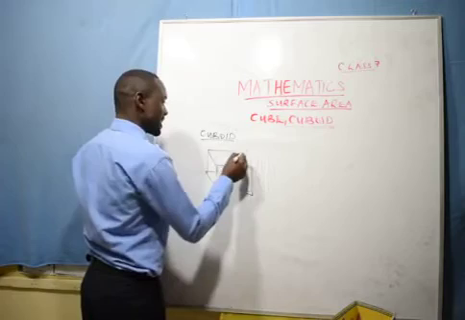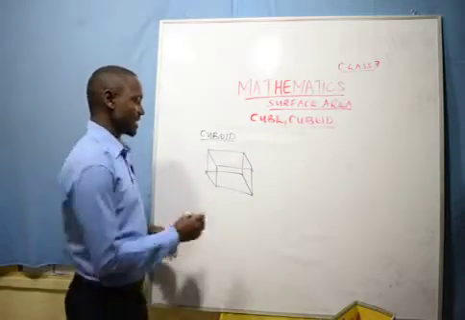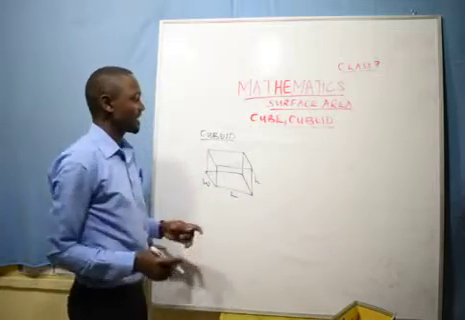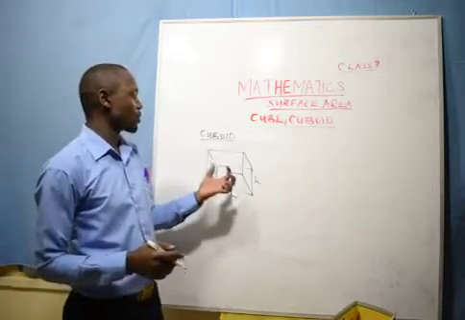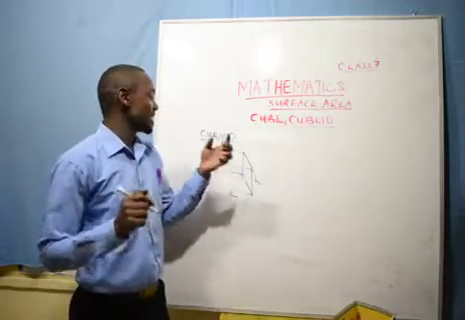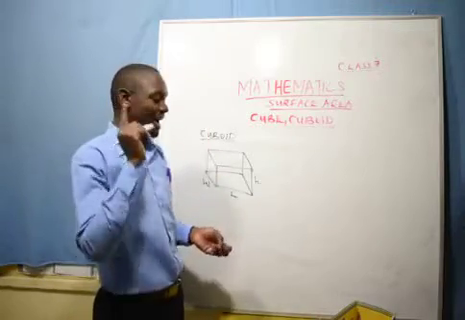And I say surface area is the sum of the areas of all faces. This is the length, this is the width, and this is the height. Unlike a square, where we got the area of one face and multiplied it by the number of faces, here we are going to add, because only two faces are identical.